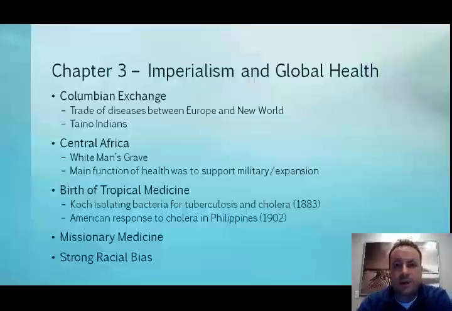Missionary medicine gets a nod, mostly Protestants, because Catholics would always send their own priests and nuns, where Protestants would pretty much send anybody. Again, they're practicing religion and a little bit of medicine, doing the best they could, but had very little training early on. And of course, there's a strong racial bias that runs through this.